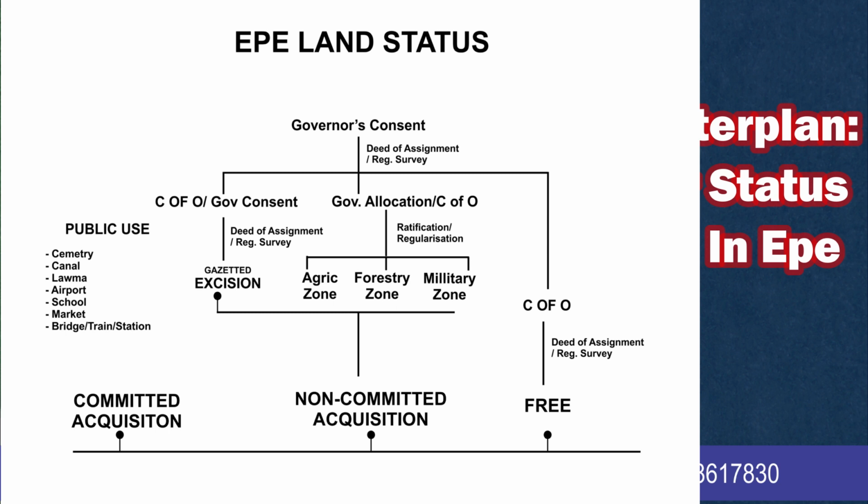All right, so let's go into the tabular diagrams for Epe land status. Some part of this is already clear by now. You should know it. If you don't know it, please check the description box below. I'll be sharing some links back to part 1, part 2, and part 3 of the property hierarchies.